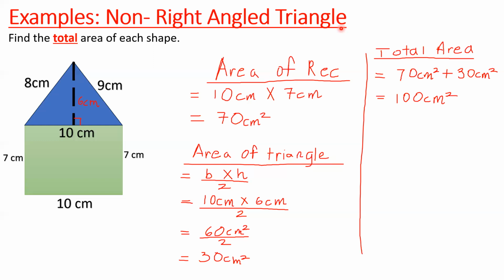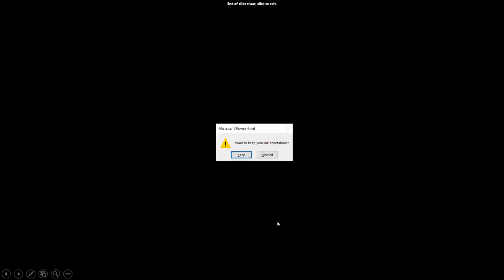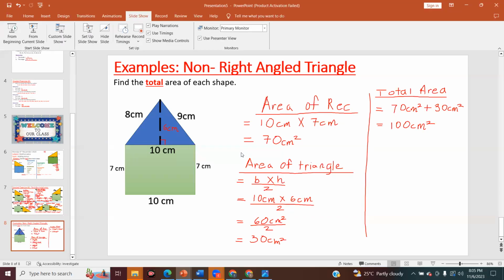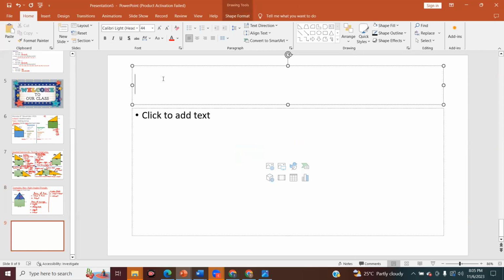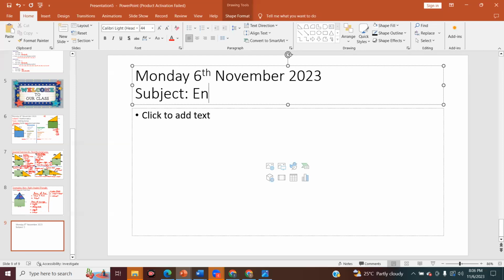All right. Good. So let's transition over to English language. Let's head up. Today is what, Monday? Today is Monday. Head up again for me, please. Monday, the 6th of November. So you're moving on to English language, 2023. The subject is, of course, English language.